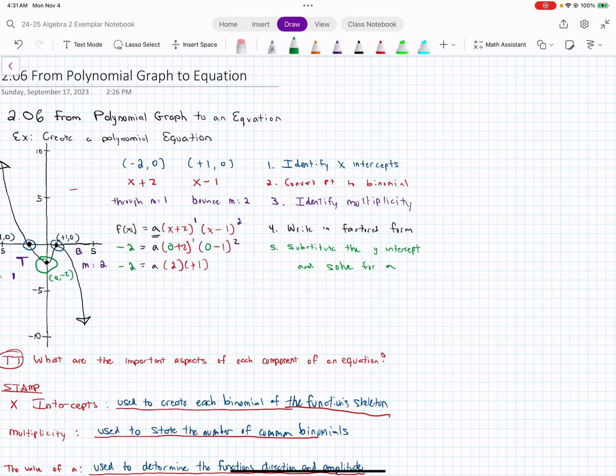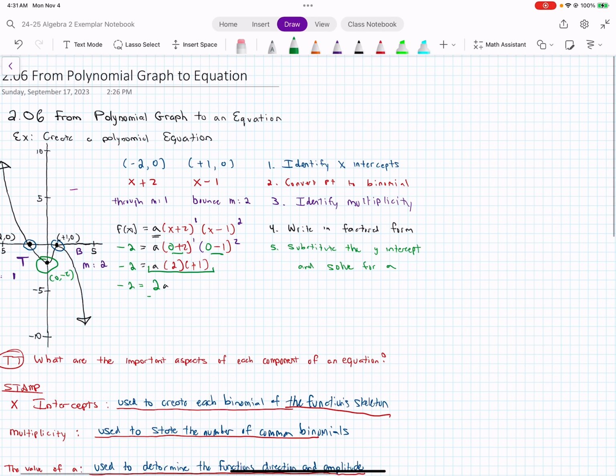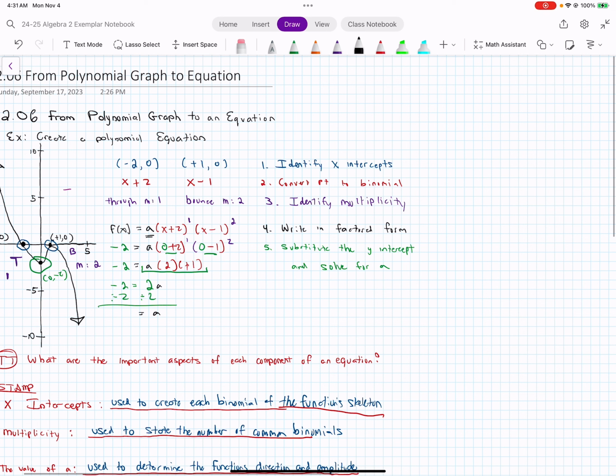So now I want to multiply all of this. It's because before I was doing the inside parentheses, exponents, and now multiplication. And now I have 2a. And now I need to solve for a by dividing 2 to both sides. a equals positive 1.